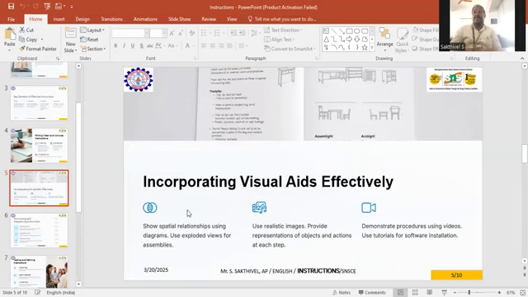Next, use realistic images because they provide representations of objects and actions at every step. By using images directly, workers can easily compare the objects so that they may avoid confusion. And the next one is demonstrating procedures by using videos.